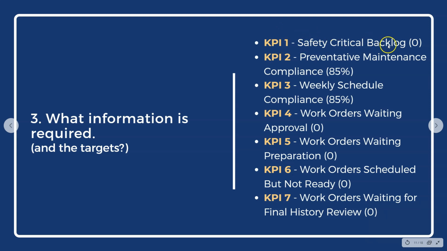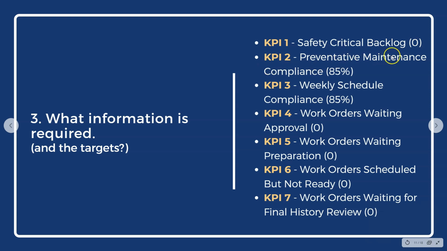We've got a safety critical backlog, so this is really risk. How many work orders have we got that are unassessed and in our backlog? If it's overdue against our safety critical systems, these could impact the people that work in our plants, and we want the target to be 0. We don't want any work that's not risk assessed. We don't want any surprises, particularly if we've got work that's in our backlog.